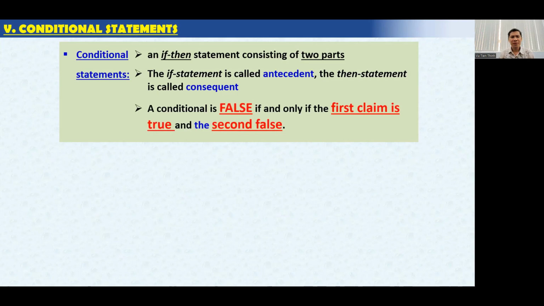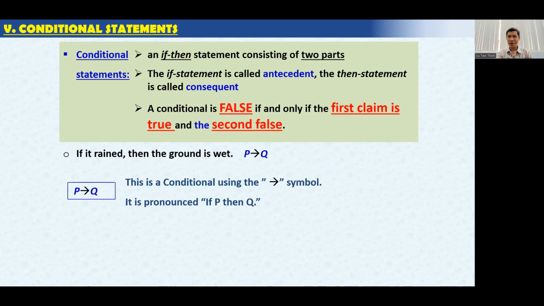What about the value? A conditional is false if and only if the first claim is true and the second claim is false. First true, second false, then it's false. I'll tell you a little bit later why it's this way. Then let's have a look at the example. If it rained, then the ground is wet. We say P, if P, then Q.